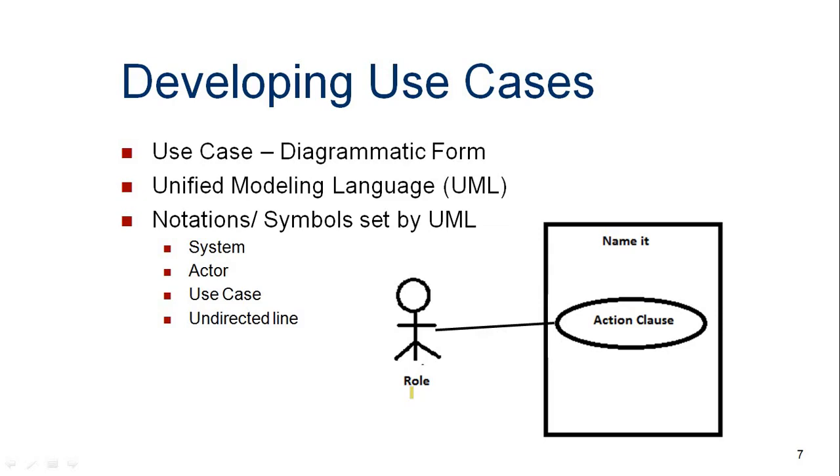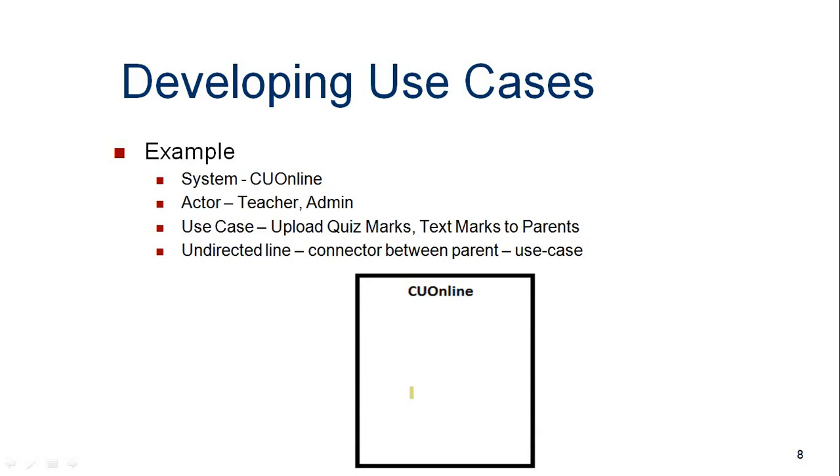Okay. Now we look into these different symbols in detail through an example and develop a specific use case. For instance, we have the example of CU Online. So in this specific case, if we talk about a system, the system is CU Online. You can see a rectangle. The name of the system, CU Online, is written on the top of the rectangle. The next comes the actor. Here we have the actors teacher and admin. Like we are developing use cases for two kinds of actors.